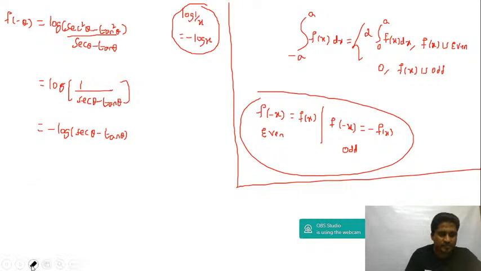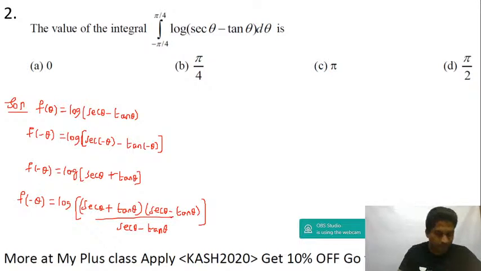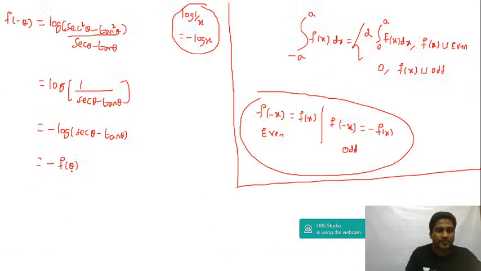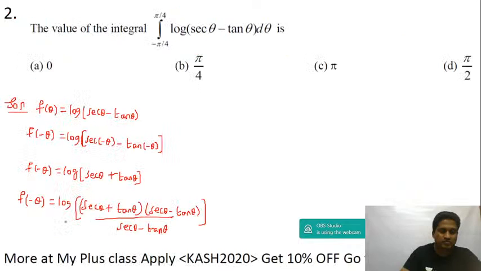That is equal to minus f of theta, because f of theta is log of sec minus tan. Now I am getting f of minus theta equal to minus f of theta. So this means that f of theta is odd. If f of theta is odd, obviously this value will be equal to 0. Answer will be option A.